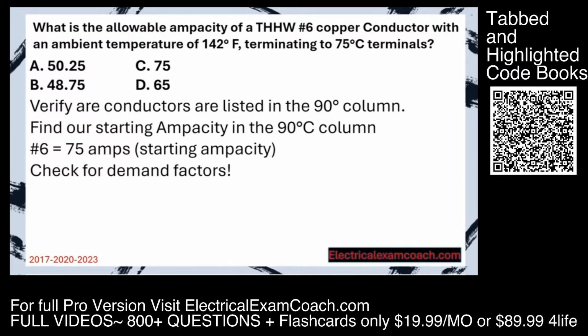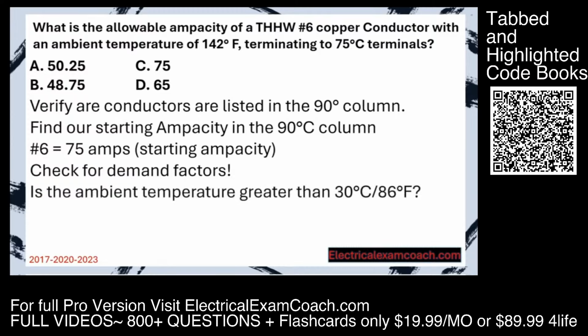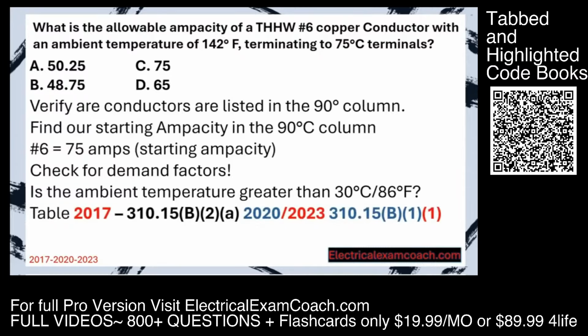Now we're going to check for demand factors. Is the ambient temperature greater than 86 degrees Fahrenheit? It is, so there will be a demand factor. We're going to head to our respective table depending on our code cycle. And we're going to go find our correction factor.